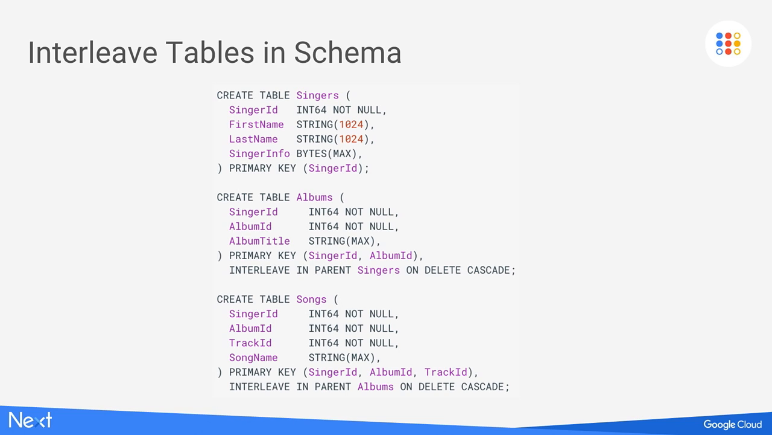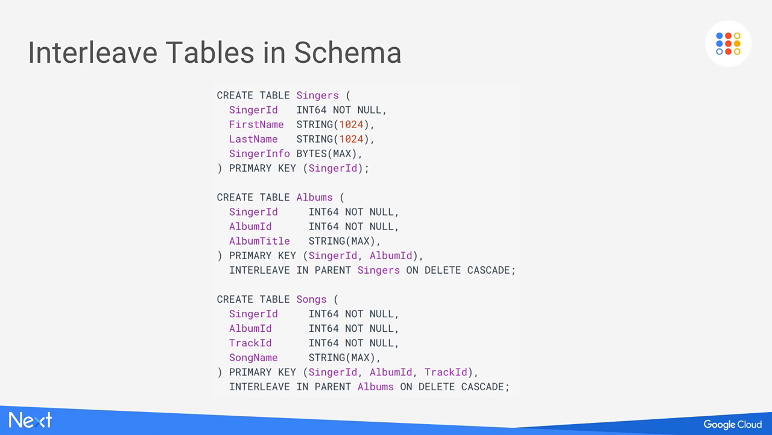Now, albums always are tied to a singer, so therefore I can put an album ID and an album title, and set the primary keys. On an interleaved table, child tables have to include the primary keys of the parent. This is how we literally do the physical interleaving of the data in the database. So my primary key has to include singer ID because of the parent, and then I can say interleave in parent Singers on delete cascade. This is how I implement a foreign key constraint in terms of cascade on delete, but it's also how I do a pre-computed join between singers and albums.